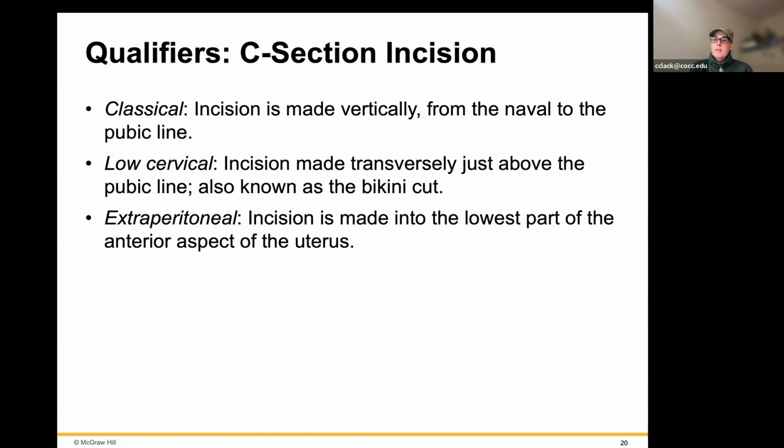Then we have extraperitoneal. Access is made without entering the peritoneal cavity. The incision is made into the lower anterior uterus using an extraperitoneal route. This is less common and will typically be specifically documented. So again, when you see these terms in the op note, treat them as a qualifier level detail, then check the OB table qualifier column to see whether the C-section is captured in the code.